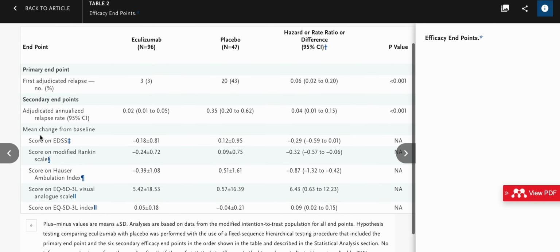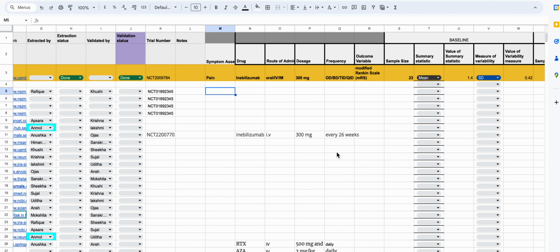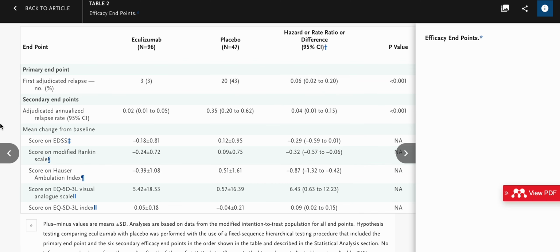And then what were the secondary endpoints? It was the adjudicated annualized relapse rate. So basically these all would be our outcome variables, and these are the numbers which we would have to enter. So we are set to enter each and every data point over here. So I would start with the data entry. Our first symptom would be relapse. For example, in this paper they have a secondary endpoint of adjudicated annualized relapse rate, and the first one is first adjudicated relapse rate, right?